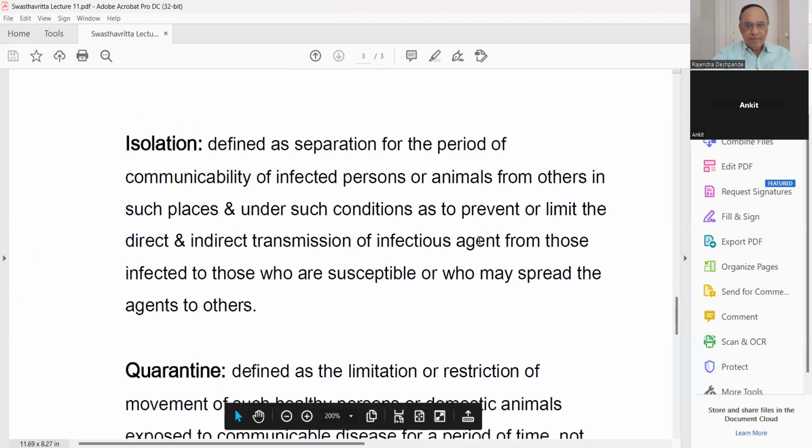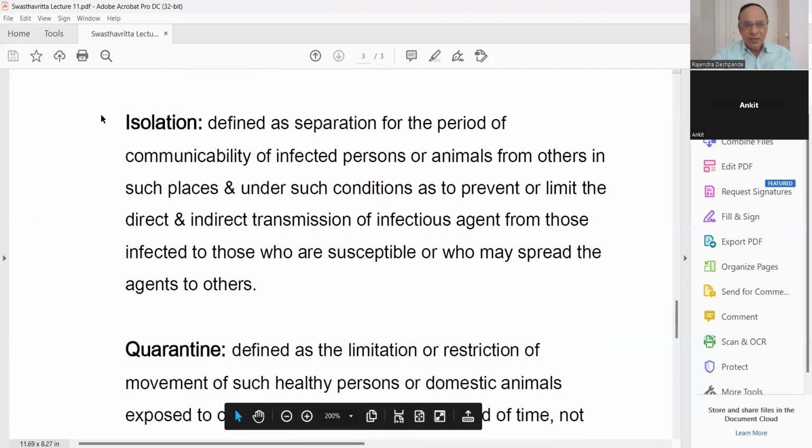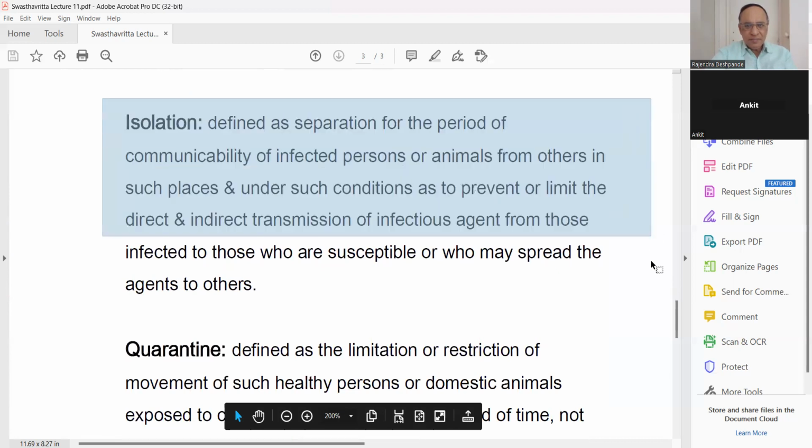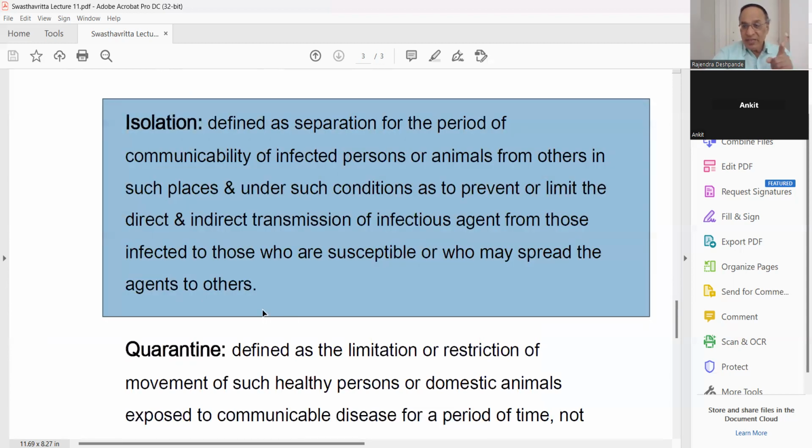Okay. Now more discussion about isolation. This is the keyword. You can get an SAQ, short answer of 3 marks. What is isolation? So this question, write down, very important. Isolation is defined as separation, as I just mentioned, of a corona patient for the period of communicability of infected persons or animals from others. Forget about animals. Others in such places and under such conditions.